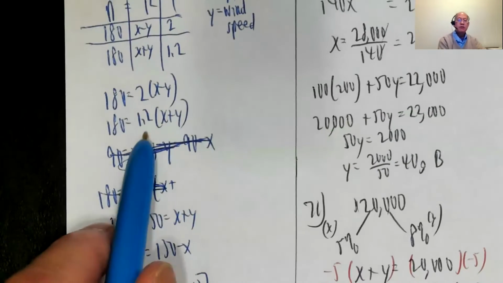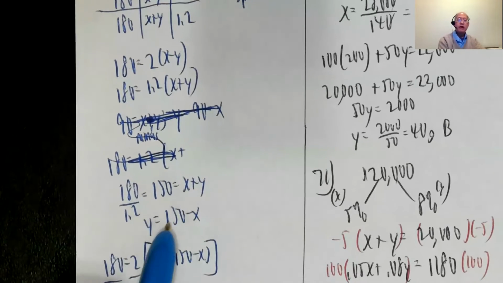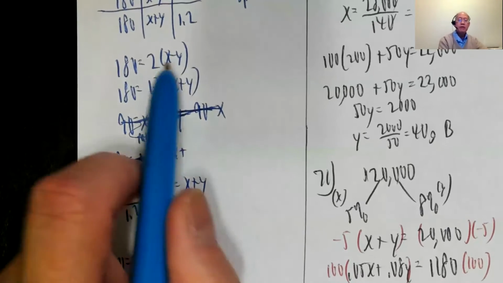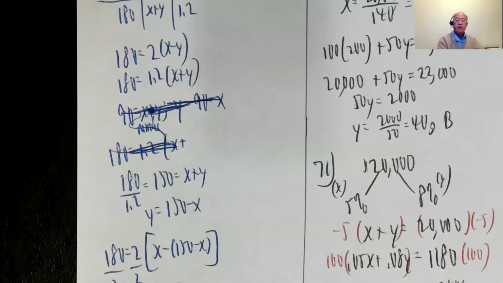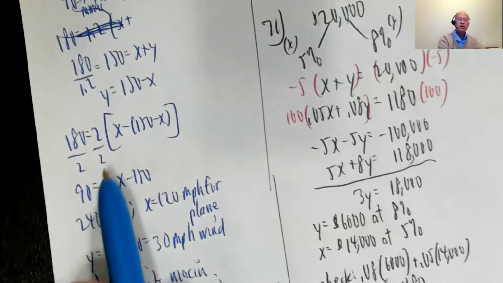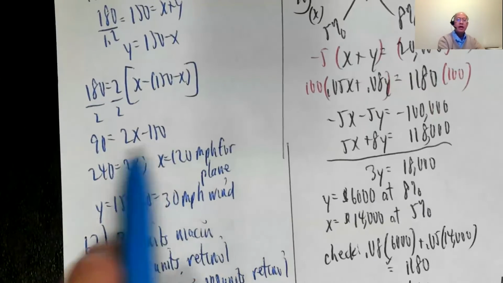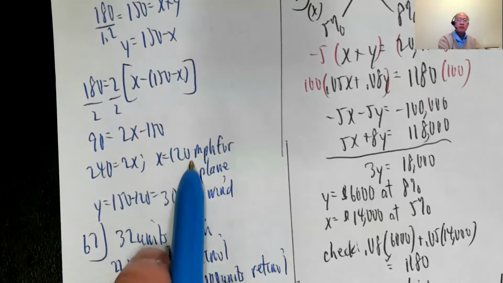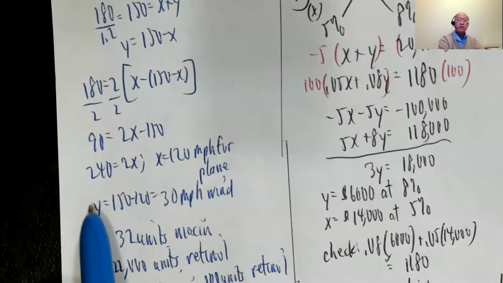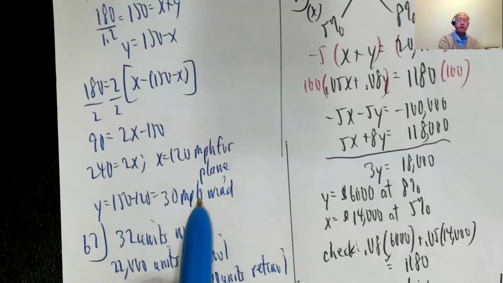Okay, I messed up here. Divide both sides by 1.2. 150 equals x plus y. Subtract x, y is 150 minus x. Substitute back over here. So 180 equals 2 times (x minus y). y is now 150 minus x. You divide both sides by 2. 90 equals x minus (150 minus x), 2x minus 150. Add 150 and divide by 2. So x is 120 miles per hour for the plane. And y is 150 minus 120, which is 30 miles an hour for the wind.